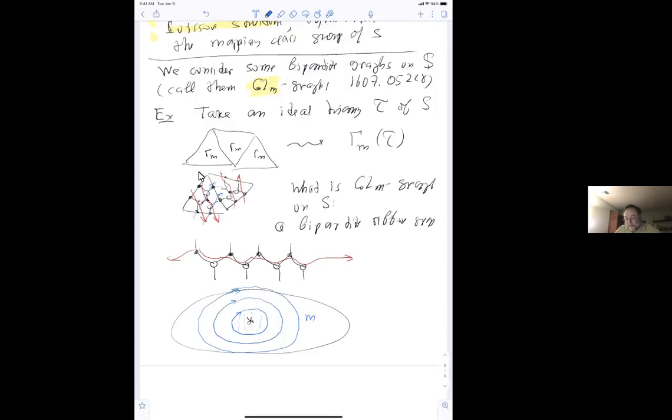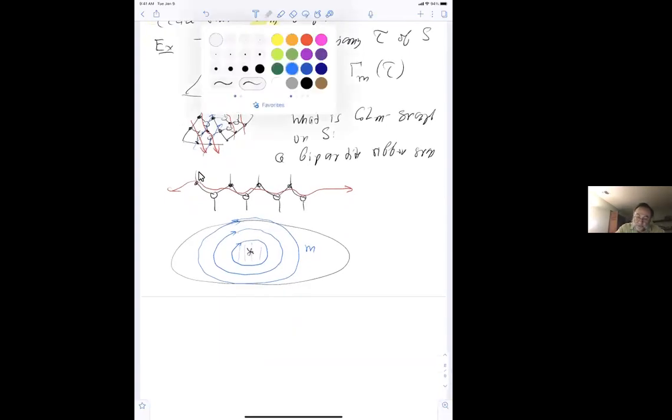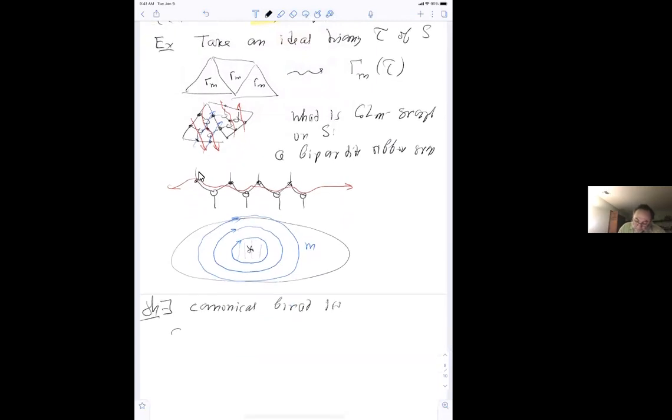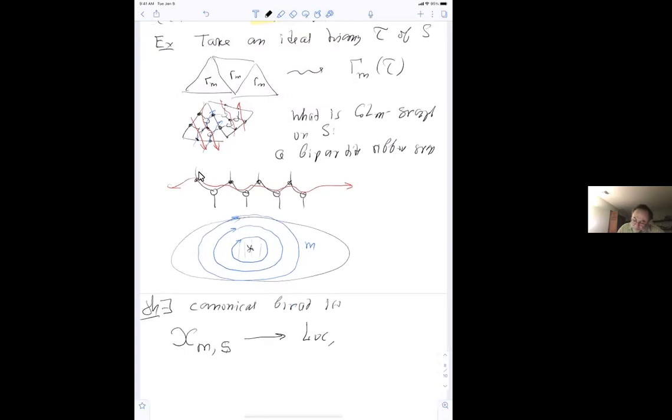And then whenever we have such a GLM graph, there is a theorem that there is a canonical birational isomorphism, that's the main theorem, so to speak, between the moduli stack X_{M,S} and the moduli space of flat line bundles on this graph. This is a GLM graph. And so you have this birational isomorphism for any GLM graph gamma on S.